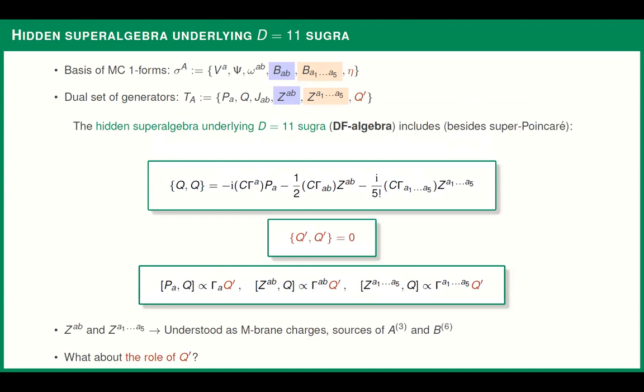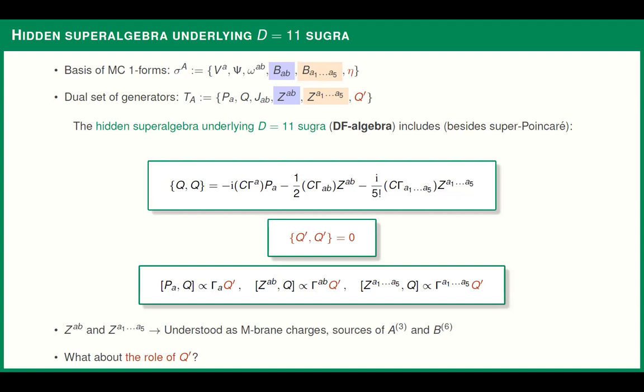It is the basis of one form field. This is the dual description in terms of generators. Besides the super concrete part, we have this. And it is the hidden superalgebra underlying 11-dimensional supergravity. This structure, which is just the ordinary superalgebra, is equivalent to the free differential algebra. And it involves this Q prime that is dual to the extra spinor eta. It is nilpotent, and it appears also in this way. And this part in this box essentially is the M algebra.